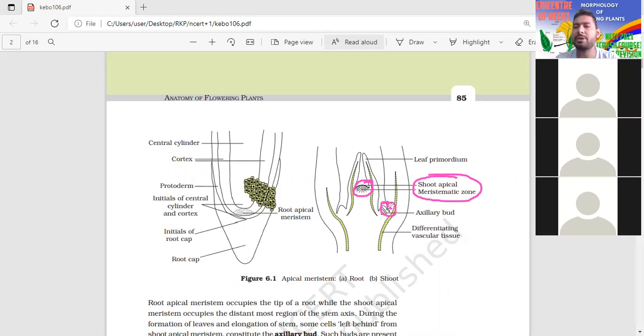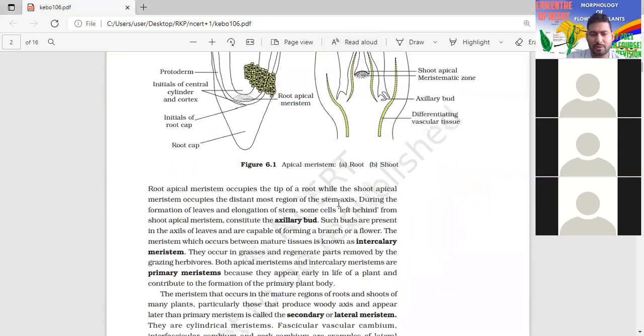This is the axillary bud. Axillary bud means: when the stem continues to elongate, leaf primordia and other parts are elongating. During that time, some of the cells are left behind, and these are responsible for the formation of the branch. This is called the axillary bud. This is a PYQ, already asked about the axillary bud.